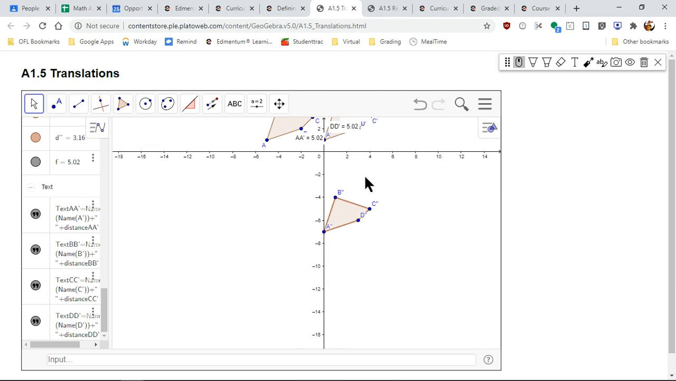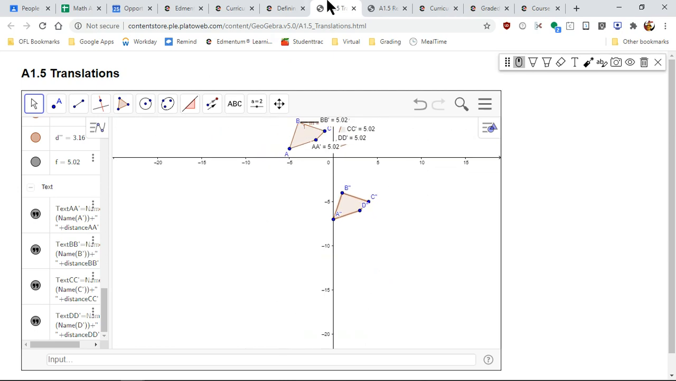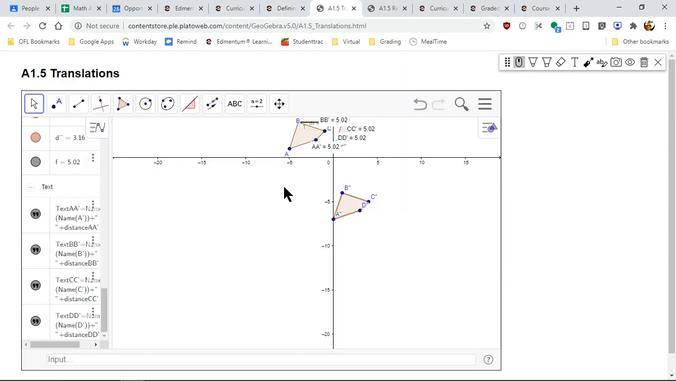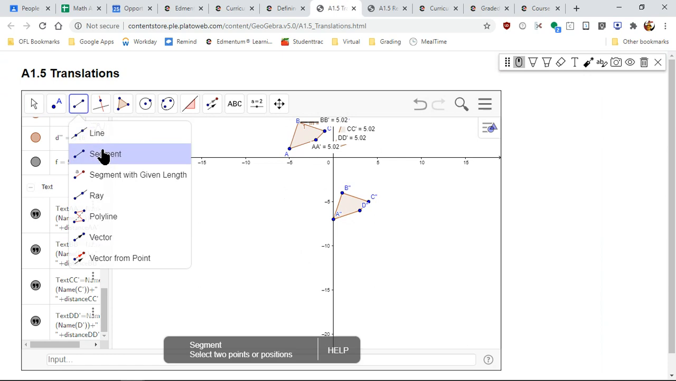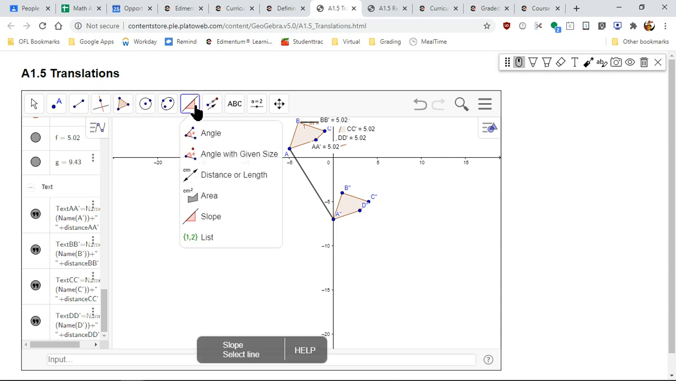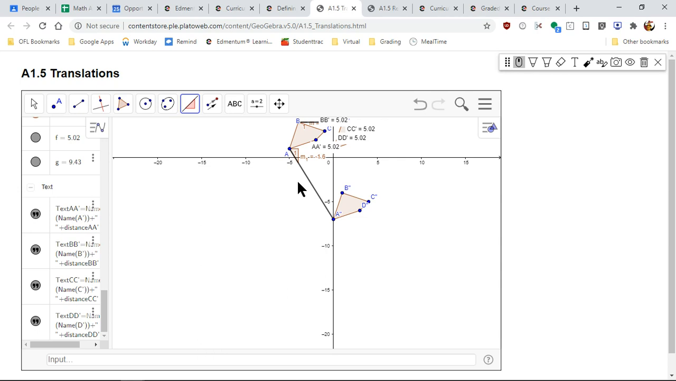All right, and now they want us to measure from where to where. Where do they want us to measure? Measure the line segment, construct path. So they want us to do the same thing. So again, guys, because we know that this is going to be the same, we can just make that. We're going to make our slope, calculate the slope of this line segment.